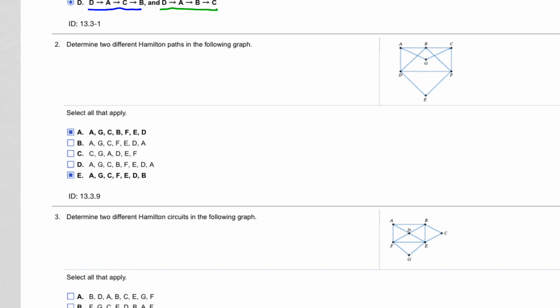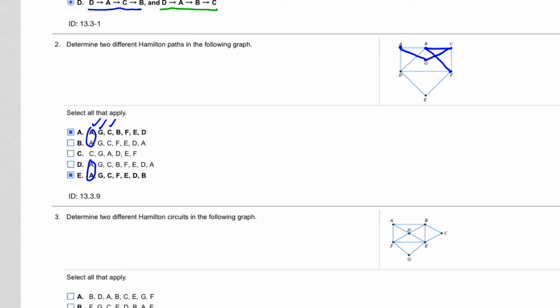Okay, so Hamilton paths. Notice that 4 of these start in A. So it starts with A. They all go to G next, and then they all go to C next. And now you got to choose between B and F. So let's go to B, and then from B, it goes to F.